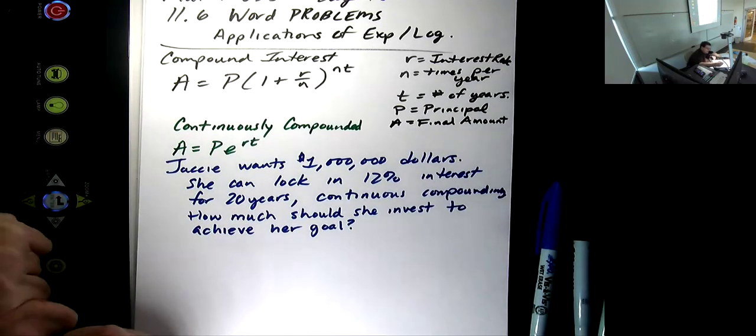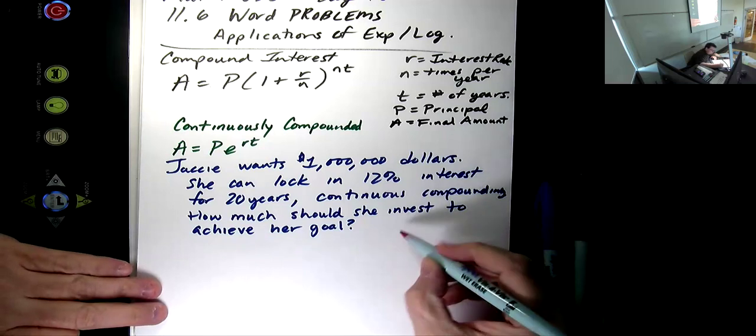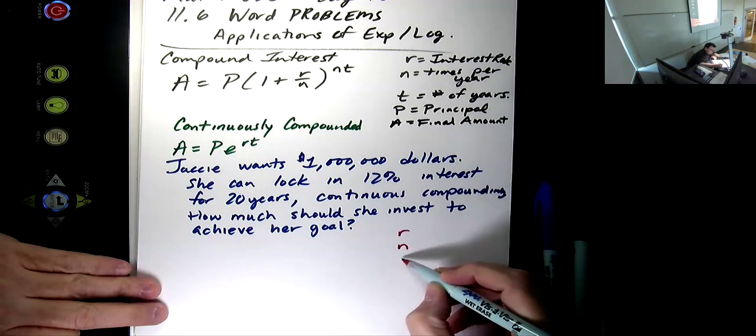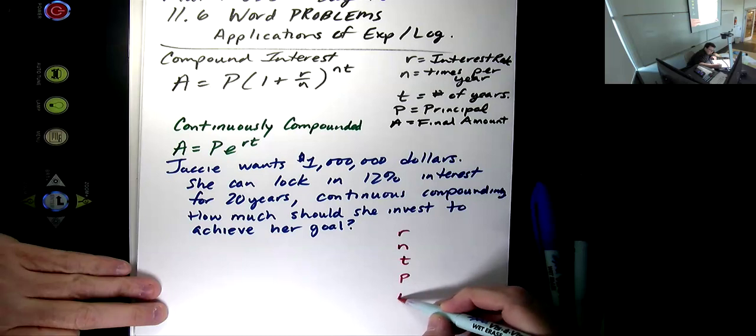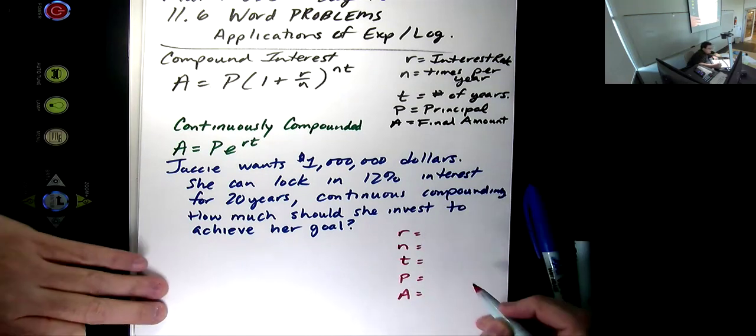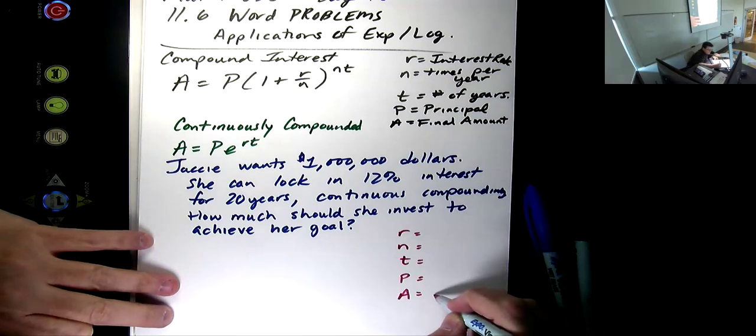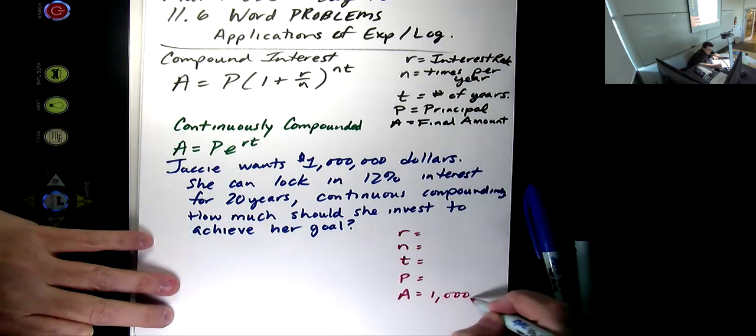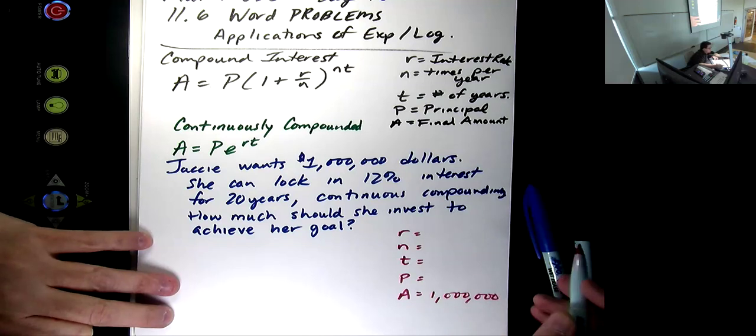So what letters do we have here for our things up there? We have A. What is A? $1 million. Oh, that's Jackie's all in on this one. She's like, yeah, I want $1 million.